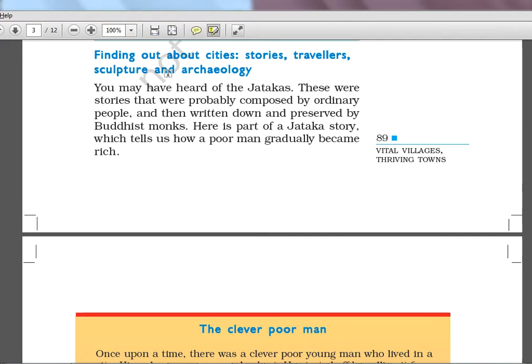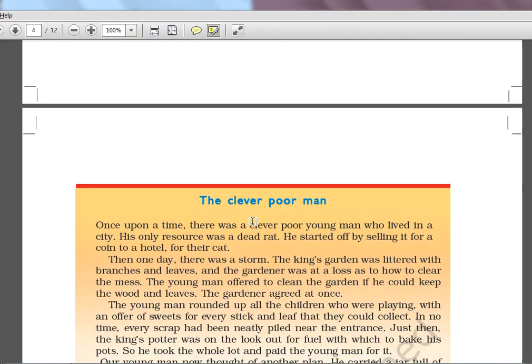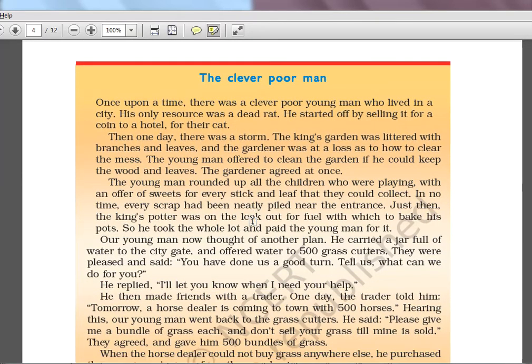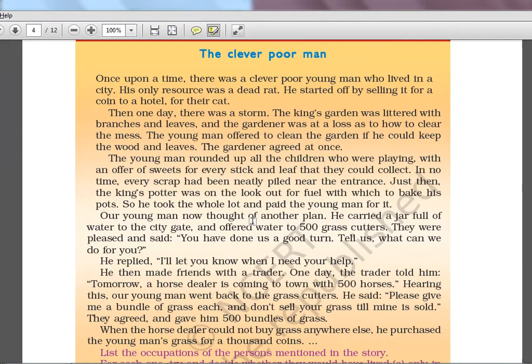Now, more details. On Jataka tales, small boxes are given with lots of stories. Jataka stories are related to Buddha or the past lives of Buddha. The clever poor man is a very interesting story. You would have already read it in small textbooks in younger classes. He is a person who knows how to make money smartly without doing much work, like the Birbal character in Akbar Birbal, a person with a very smart brain.